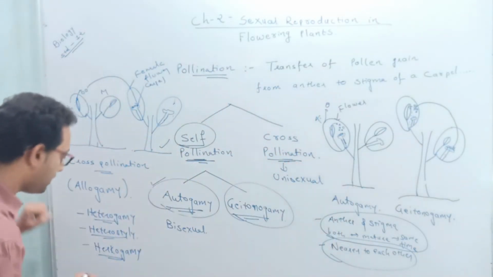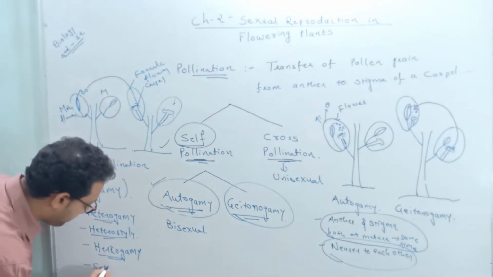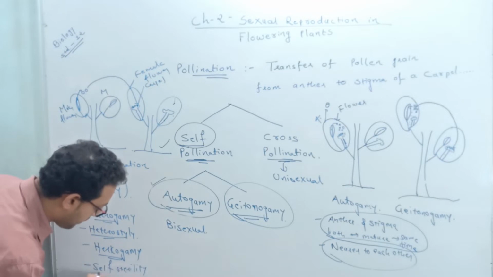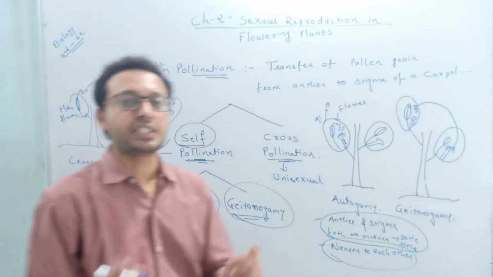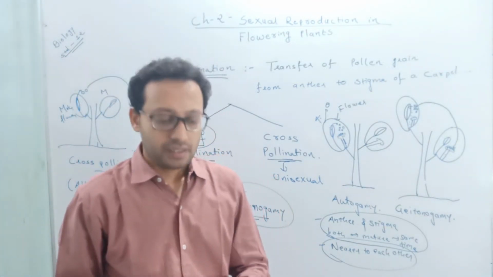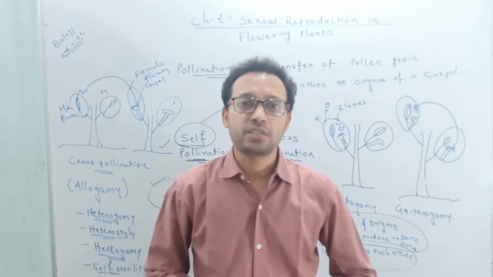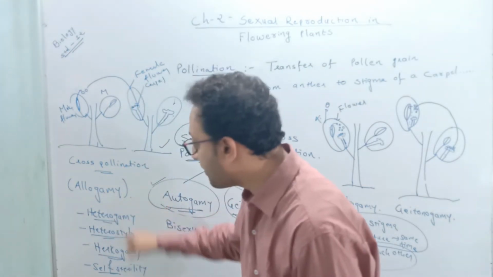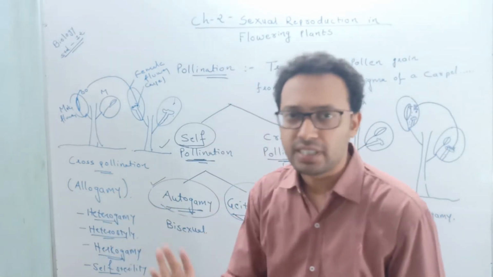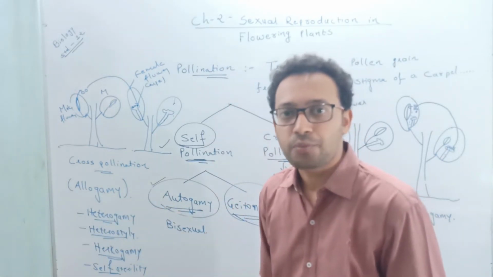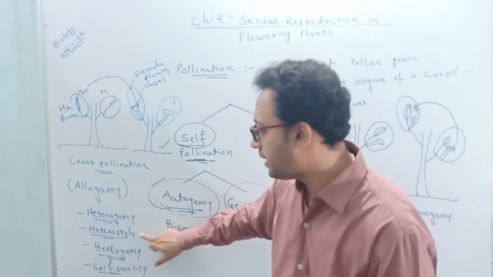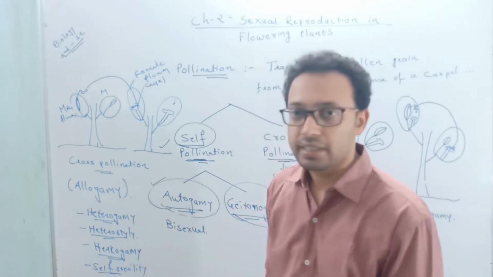And next is self-sterility. Self-sterility is a genetic mechanism that prevents self-pollination or promotes cross-pollination. So these are the conditions which prevent self-pollination, which we will discuss in another short note on outbreeding devices. But just remember the names: heterogamy, heterostyly, hercogamy, and self-sterility.